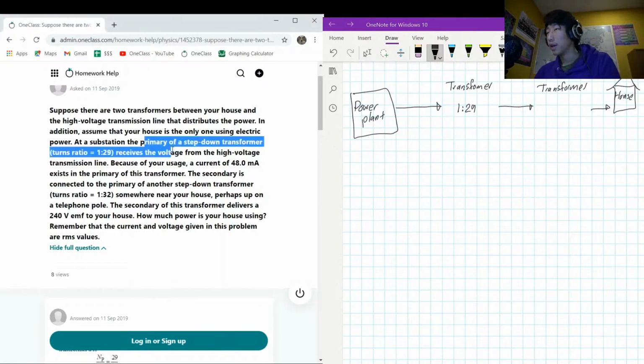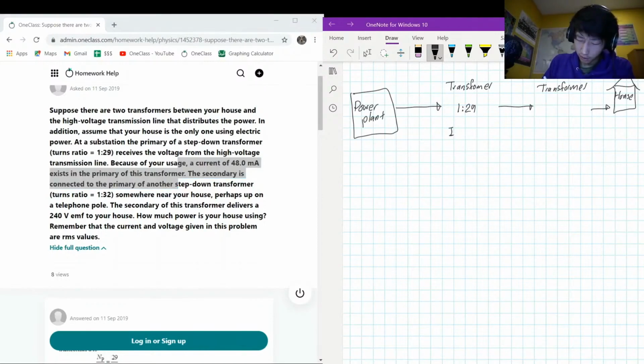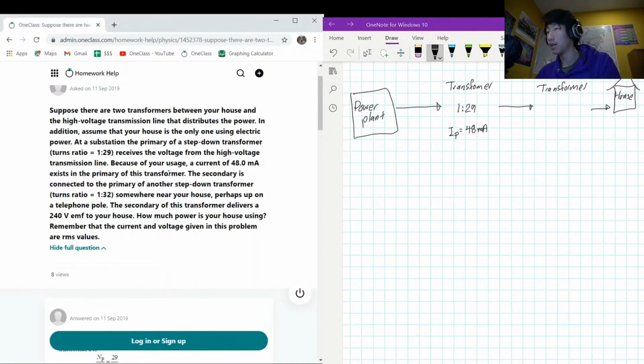Okay, and because of our usage, the current that exists in the primary of this transformer is 48.0 milliamps. So I primary is going to be 48 milliamps. Okay. And the secondary is connected to the primary of another step-down transformer, which has the ratio of 1 to 32.